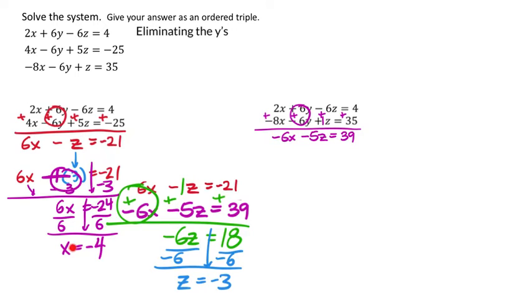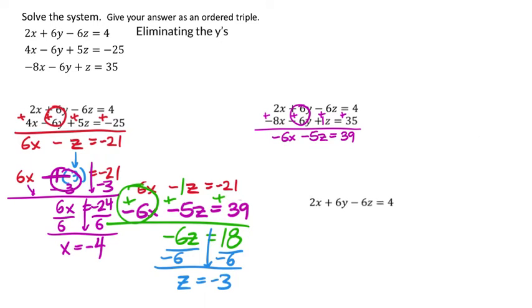So I now have an x value. I have a z value. All I'm missing is a y value. Now, I can't use the red or the purple equation to solve for y because there is no y's. We eliminated the y's as we had planned. So this means I've got to go back to one of the original equations. Doesn't matter which one you choose. I'm going to choose the top equation.